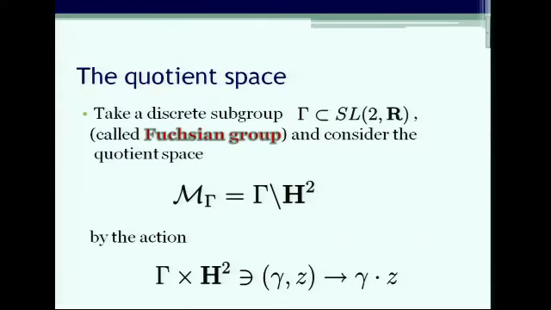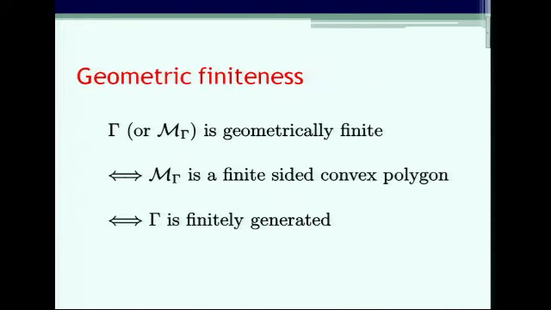Now we take a discrete subgroup of SL2R, called a Fuchsian group, and consider the quotient space by this action. We usually consider the geometrically finite case. It means that the fundamental domain consists of a finite-sided convex polygon. This is equivalent to the group gamma being finitely generated.